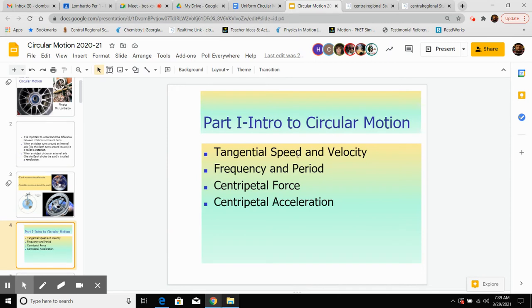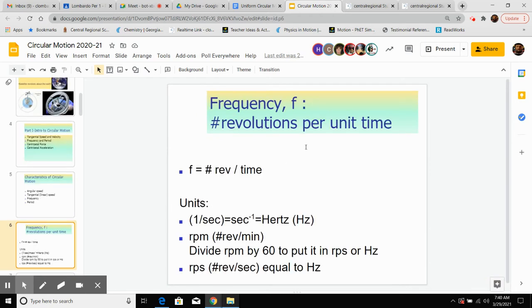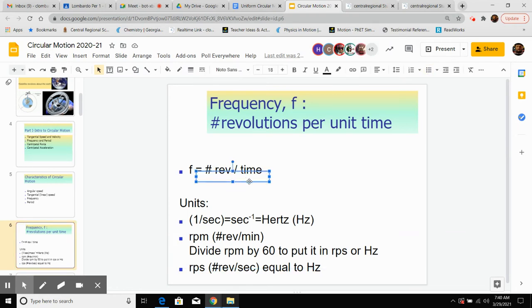Okay, so tangential speed, velocity, period, frequency, centripetal force, centripetal acceleration. So different little characteristics: angular speed, tangential speed or linear speed, frequency, period, different things to know. The frequency is defined as the number of revolutions per period of time. Usually we're going to say, you could also say, let me add this here. I don't know if it's going to add it to yours or not, but hopefully it does.